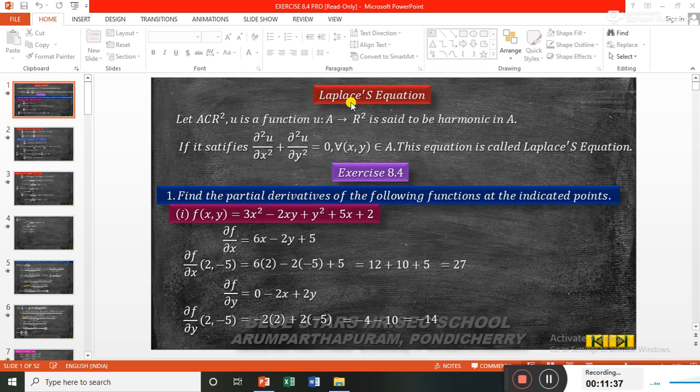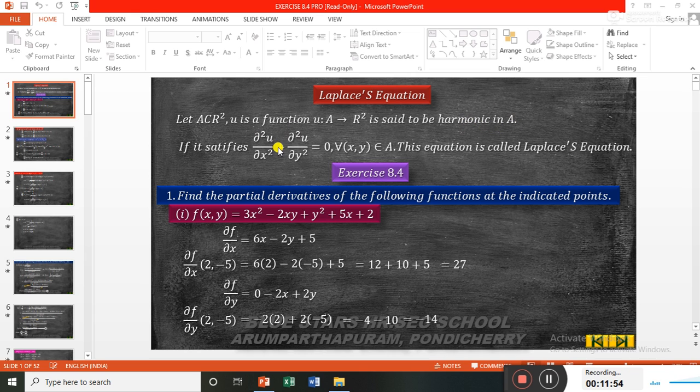Now we see about the Laplace equation. Definition of the Laplace equation. Here let A be contained in R square. U is a function, that means the function U from A to R, is said to be harmonic in A. So this is harmonic.